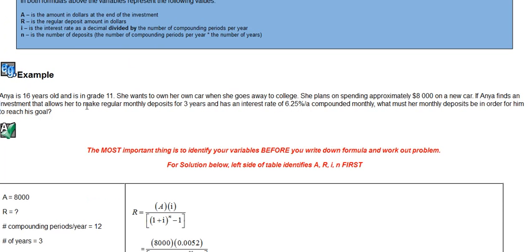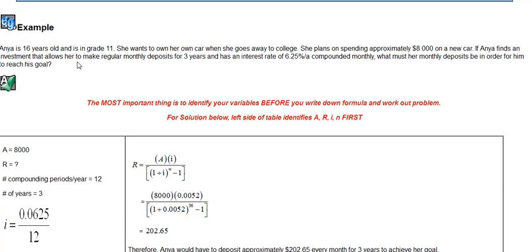So here's one with Anya. She's in grade 11. She wants to own her own car when she goes to college. She plans on spending about $8,000 on the car. She finds an investment to make regular deposits for 3 years at 6.5% compounded monthly. So how much must the deposits be?